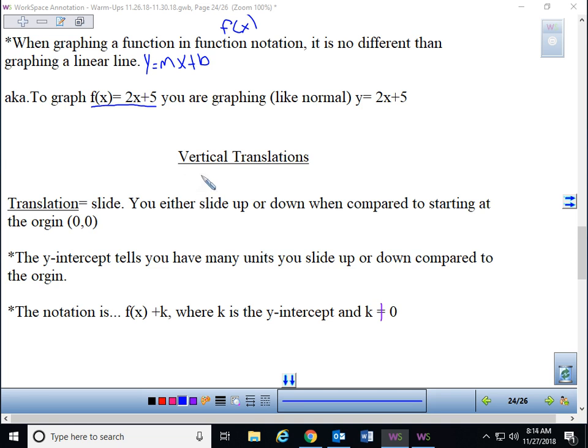What will be new is talking about something called a vertical translation. Vertical means we're talking straight up and down. Translation is a fancy word for slide. It means I'm sliding up and down. And when we're talking about our sliding, we talk about how many units I either slid up from the origin, so our 0, 0, or how many units we slid down from our origin. It's our y-intercept that actually tells us how many units we're sliding up or down when compared to the origin.